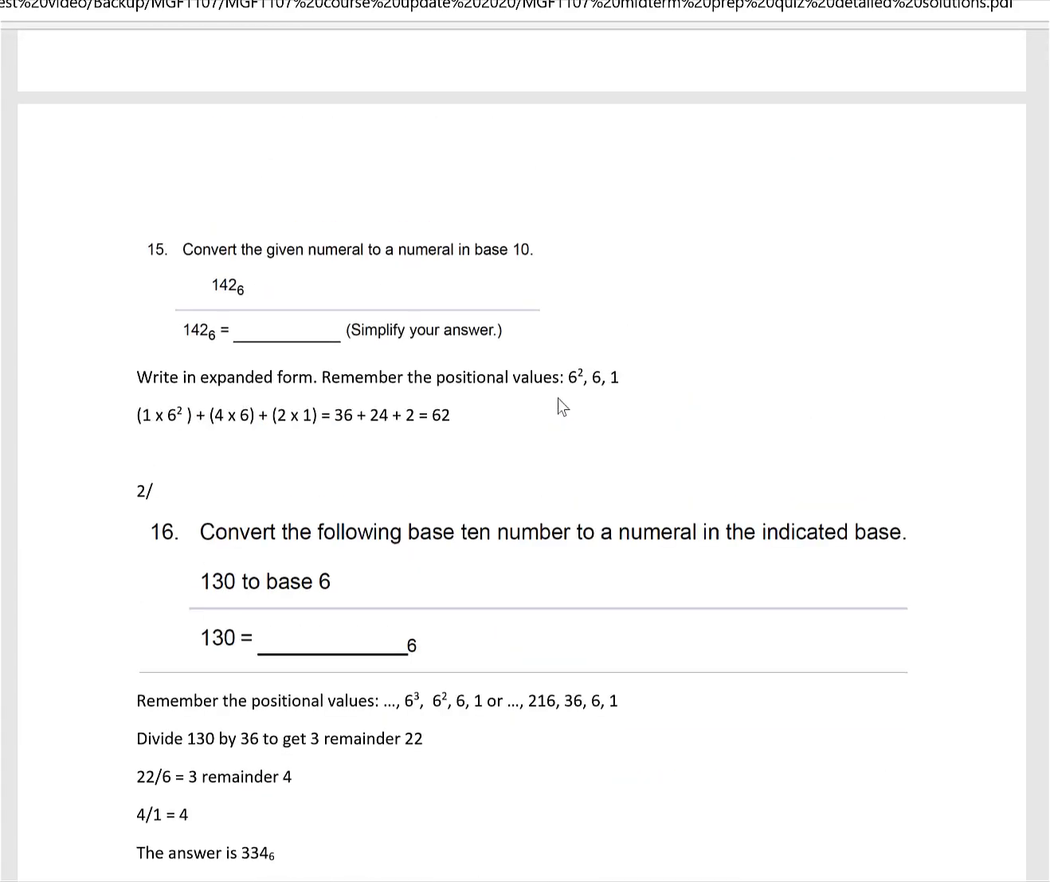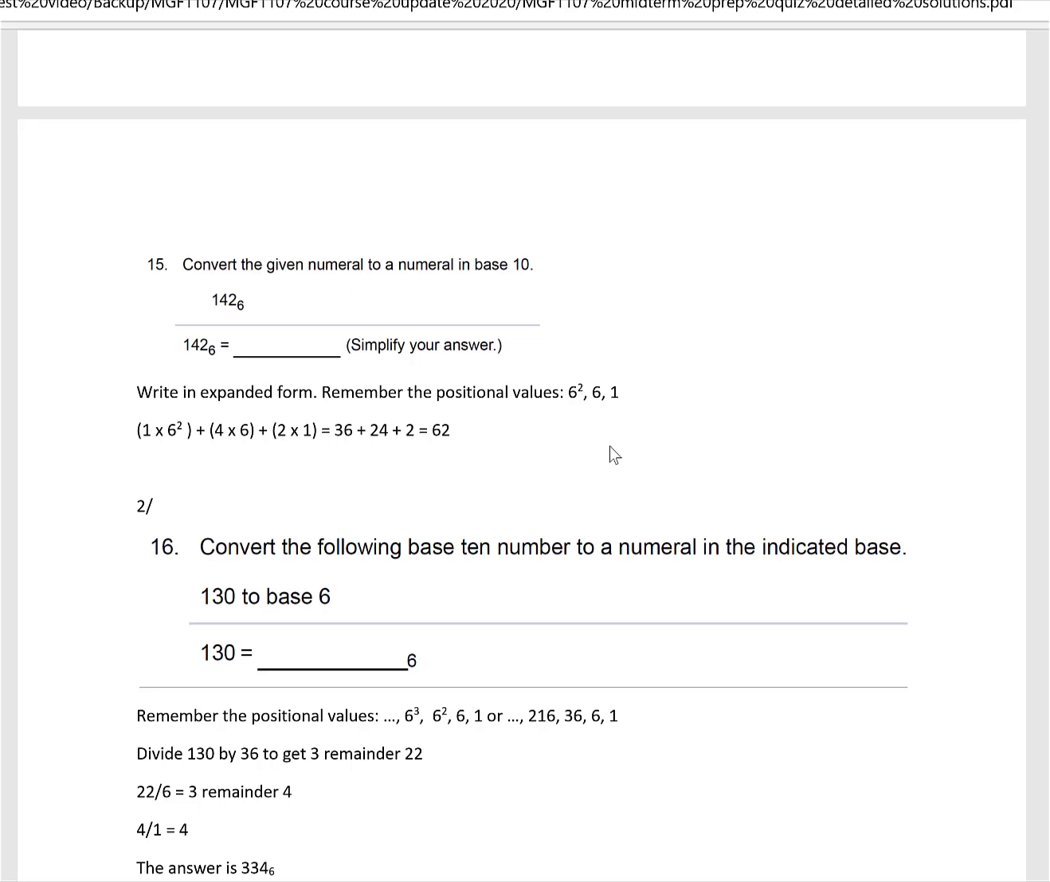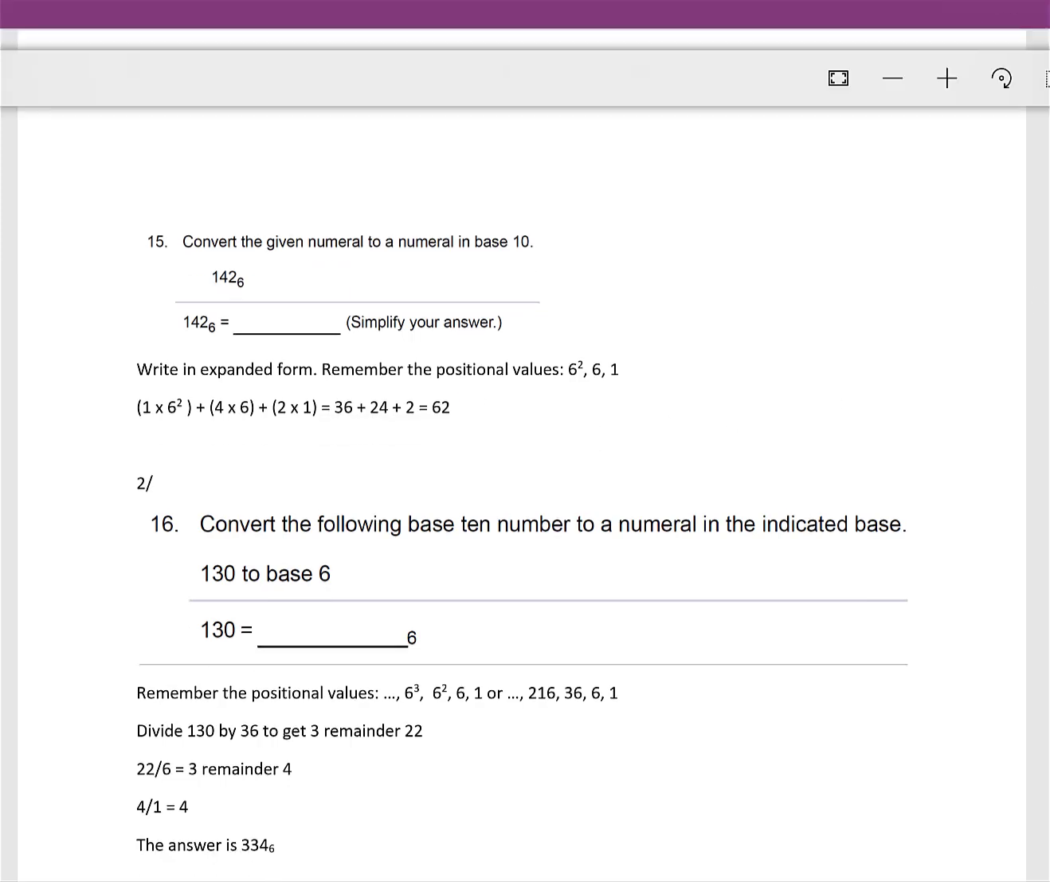And let's see, here's number 15. Convert the given numeral to a numeral in base 10. So we have 142 and it's in base 6. So when we're going from another base back to base 10, all we do is write in an expanded form. So I've got the positional values here are 1, 6, and 6 squared. I've got a 1 in the 6 squared position, so I've got 1 times 6 squared, plus 4 times 6, plus 2 times 1. So 36 plus 24 plus 2 gives me an answer of 62. So that answer is going to be 62.